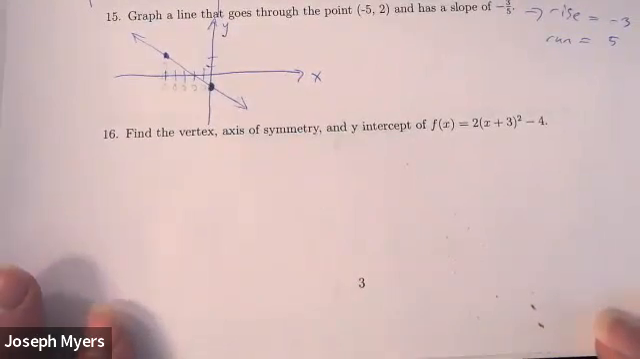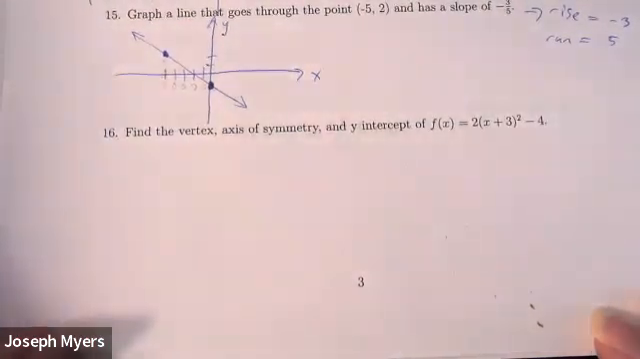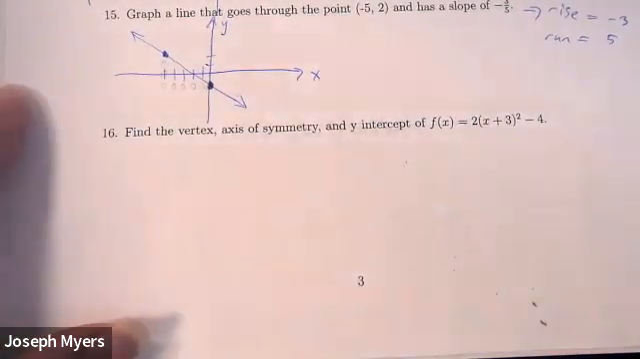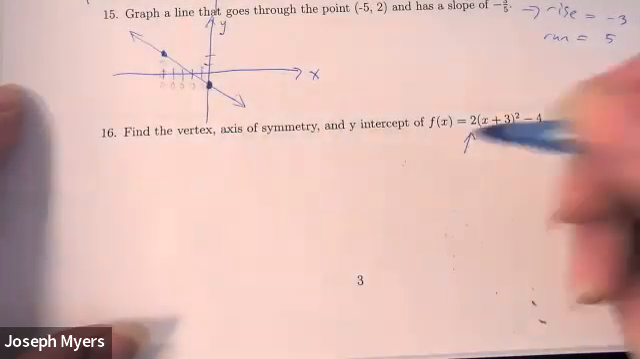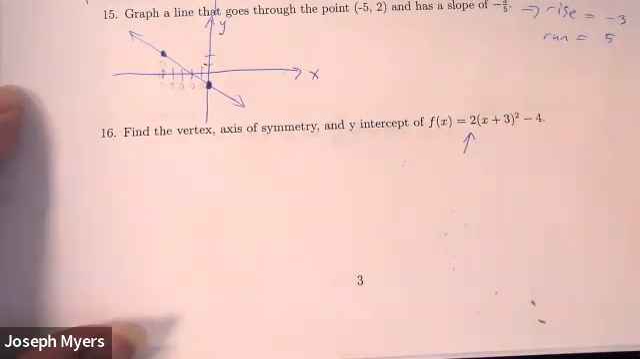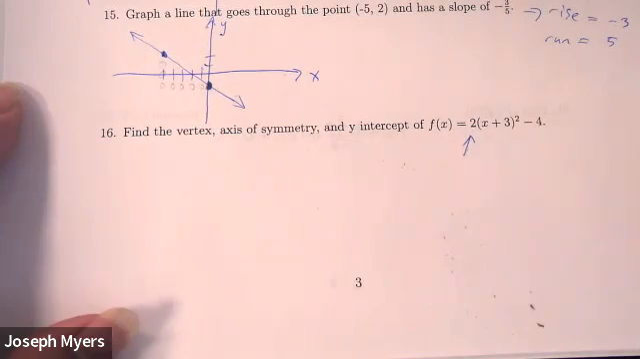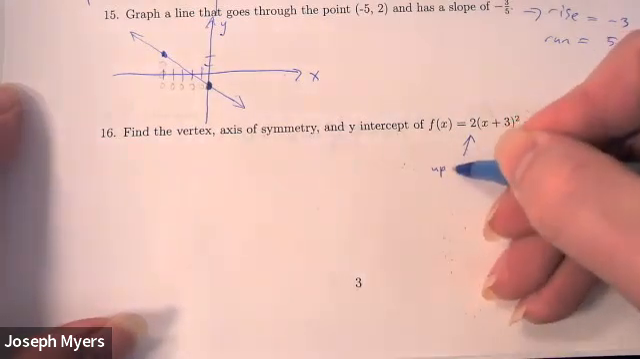Find the vertex, axis of symmetry and y-intercept of this equation. So first of all, let's review. This is what we learned about a long time ago when we learned about quadratic functions. The number at the front tells you whether it's opening upwards or downwards. So is this quadratic function opening upwards or downwards? Yep, it opens upwards.